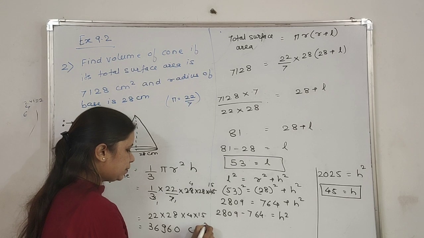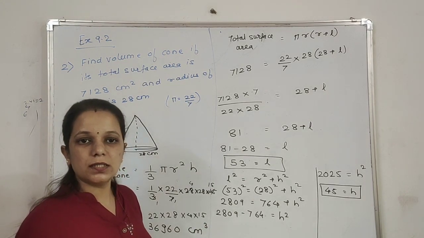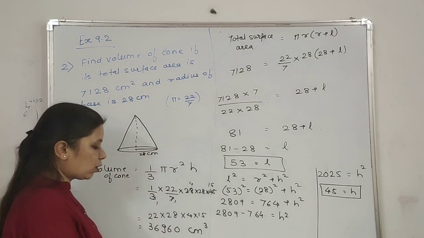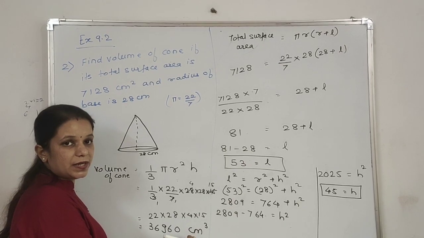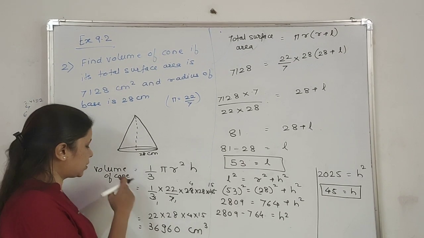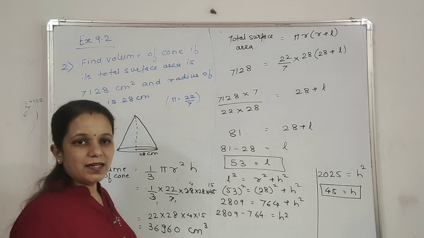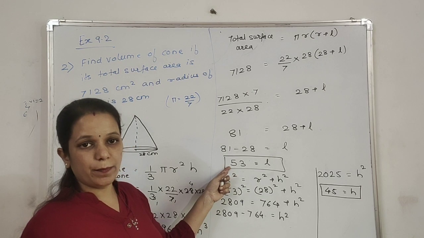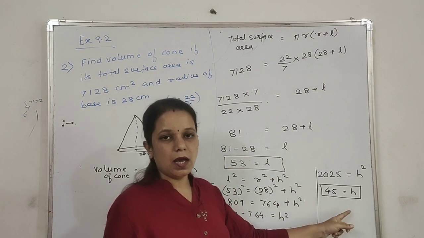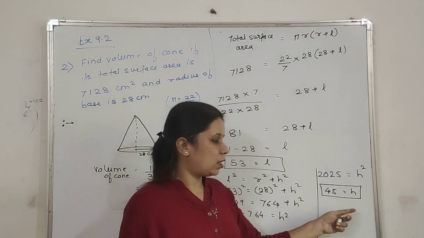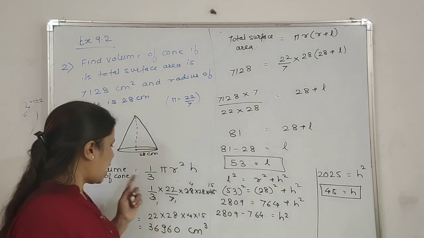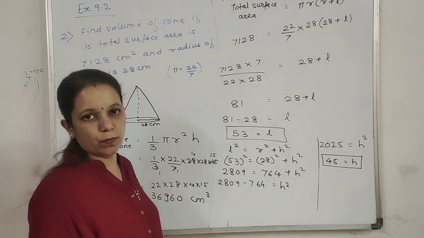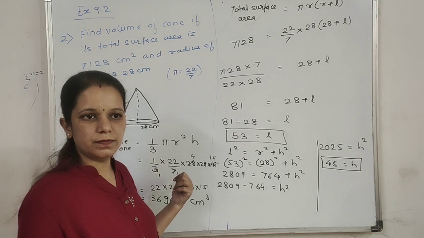36960 centimeter cube, because it is volume. It is a multiplication of quantities, so the unit is centimeter cube. Okay, so this is the volume of the cone. So at the end you will write slant height 53. You need to mention the units, that is centimeter. Perpendicular height h 45 centimeter, and volume 36960 centimeter cube. Okay, note it down.